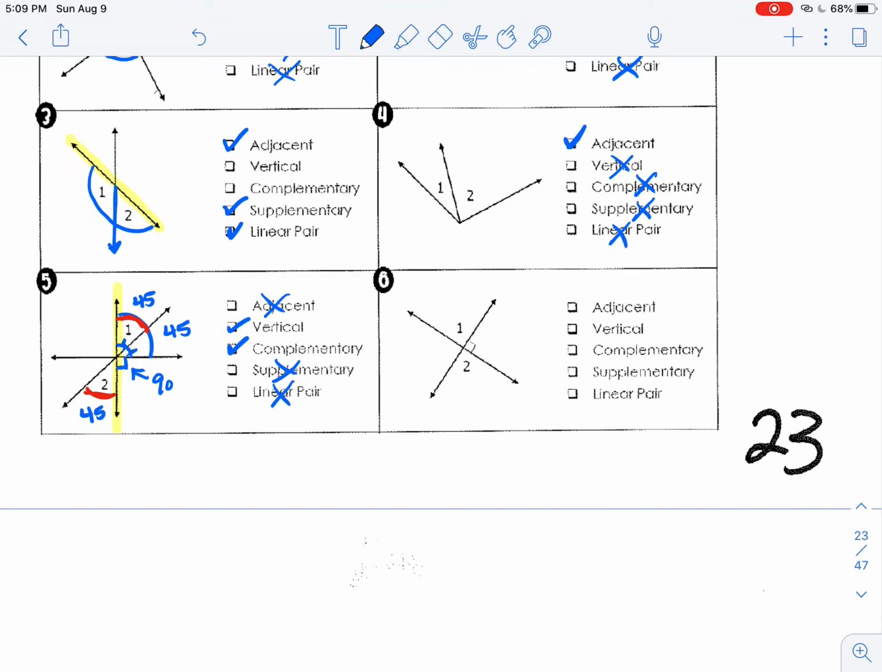Last example, 1 and 2. Okay, we do know a couple of things. We have the little box again. So this is 90. We have a straight line here, so then we know that angle 2 is also 90. And it is across from angle 1. That means we've got some vertical angles. They are congruent, and since they add to 180, they are supplementary. Now they are not a linear pair though because they're not on the same straight line. So they're not a linear pair, they're not complementary, and they are not next to each other.